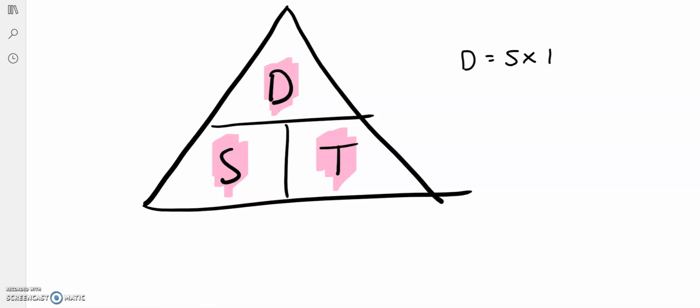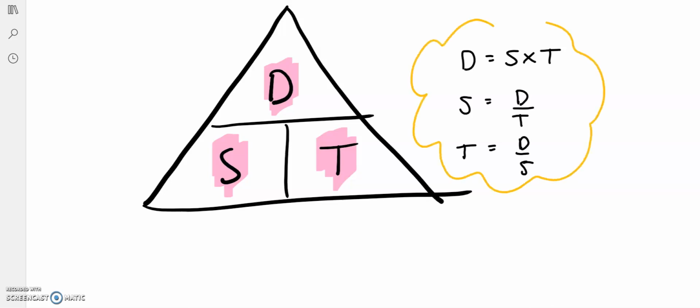To work out distance, we do speed times time. If we put our finger over the letter S, D and T are on different levels, so we would write down S equals D over T, distance divided by time. If we wanted to work out time, I'd put my finger over the letter T, and I would do distance divided by speed. We're going to use these formulas, which are assumed as known, to do some calculations.